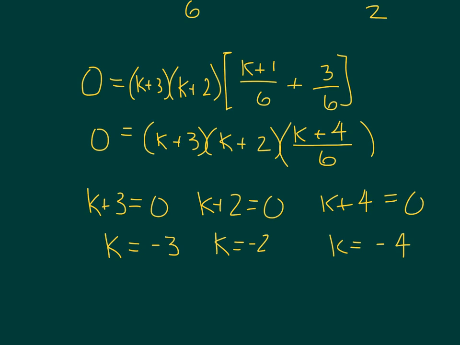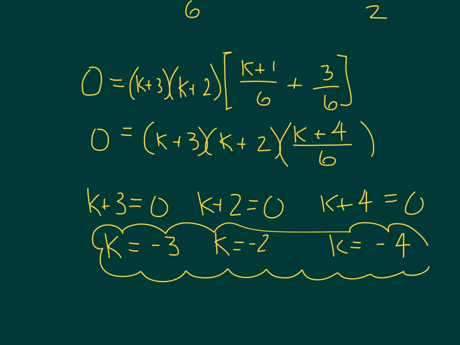And I'm going to go back and look at what we had, because the one thing that we need to know for these combinations is that, oh no, let's just leave this as this. So k is negative 3 or negative 2 or negative 4.